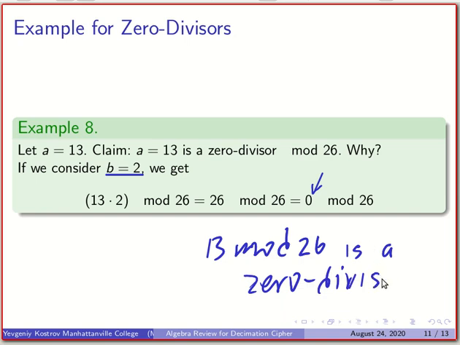Are there any other numbers than 2? Definitely 4 would work, right? A lot of numbers would work. So these are zero divisors.